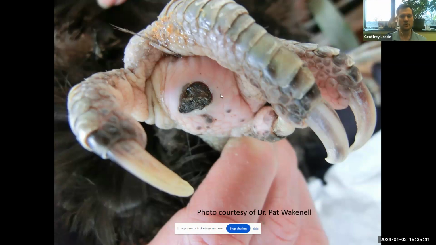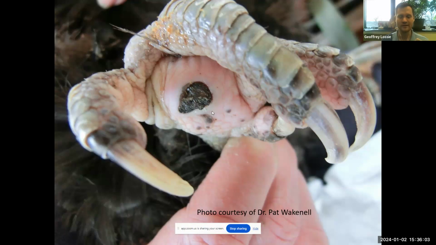This, in my experience, alongside Marek's disease, is the most common cause of lameness issues in backyard flocks, and is often missed by owners until it's pretty severe and causing lameness. This is 100% a husbandry-based disease.